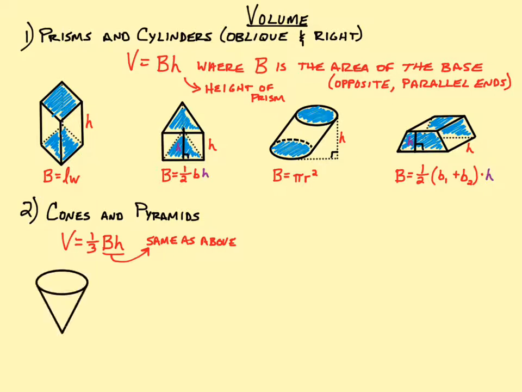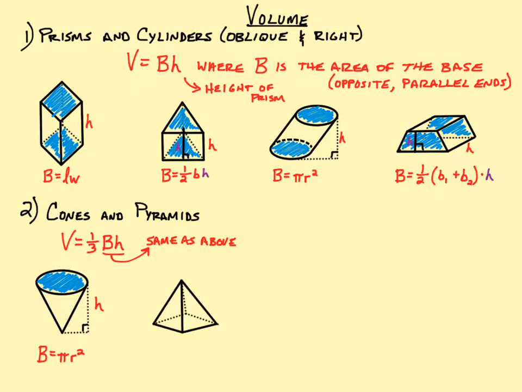Okay, so let's look at a cone. So here is our base. We have to find the area of that base, and then we'd also have to find the height of the cone, however that's labeled for you. So our base here is going to be pi r squared because that's a circle. So the base times the height times 1/3. So that's going to be the volume of the cone.